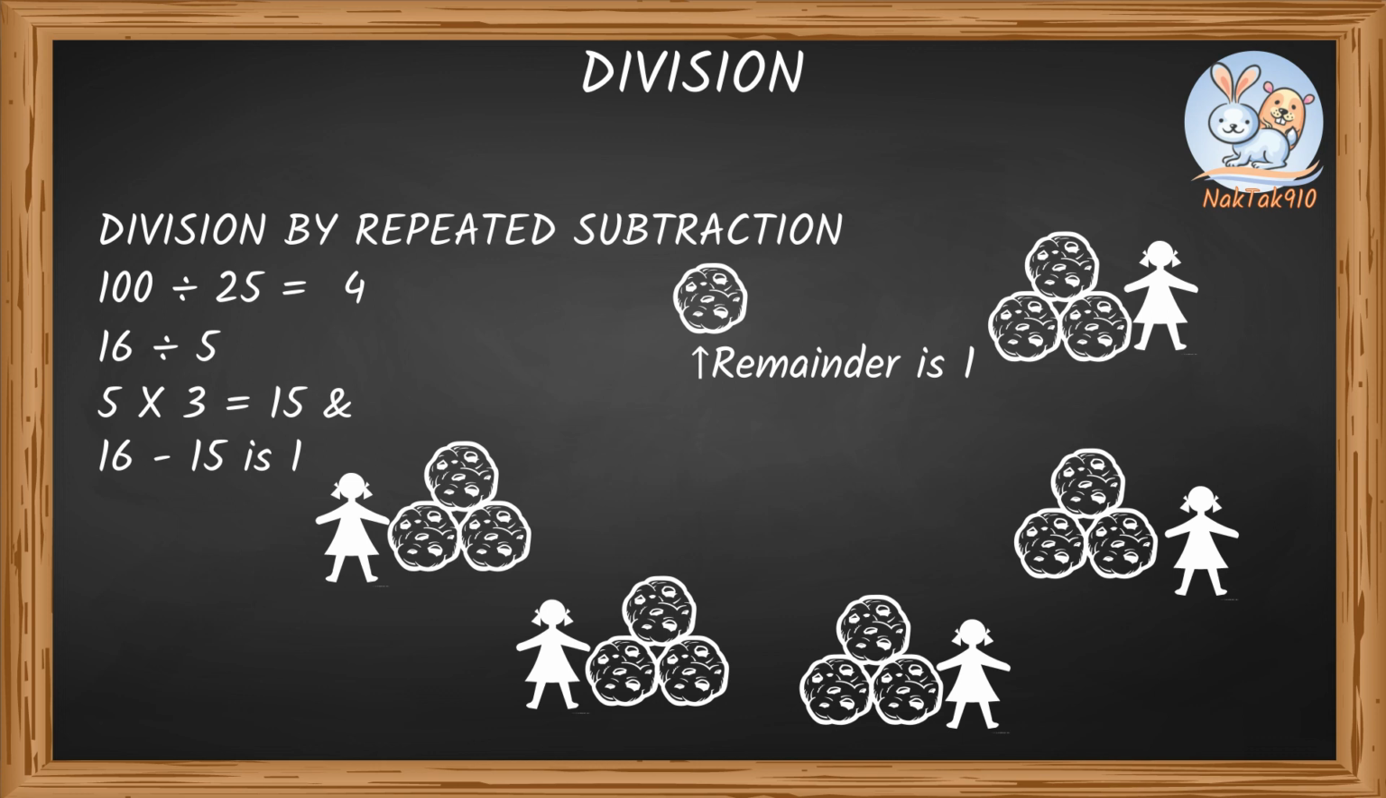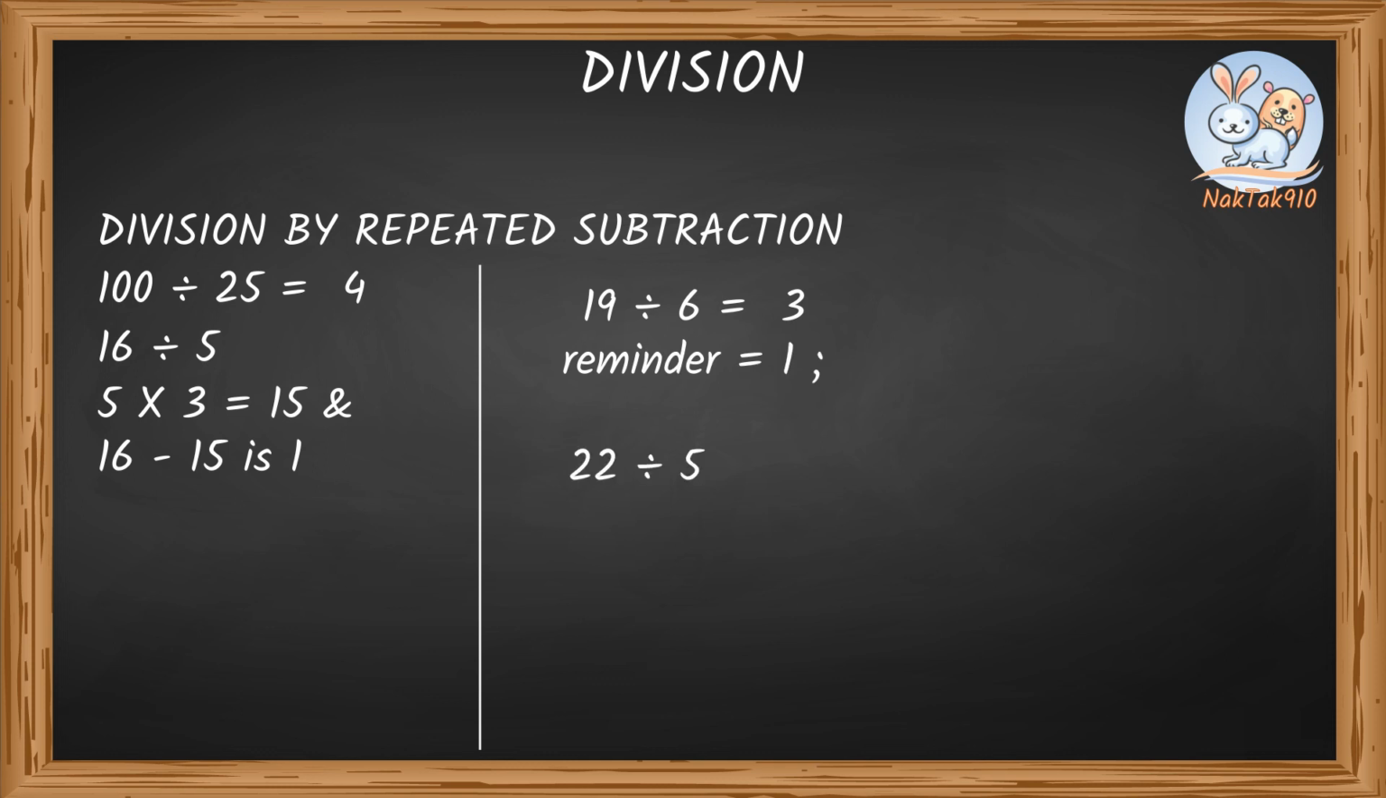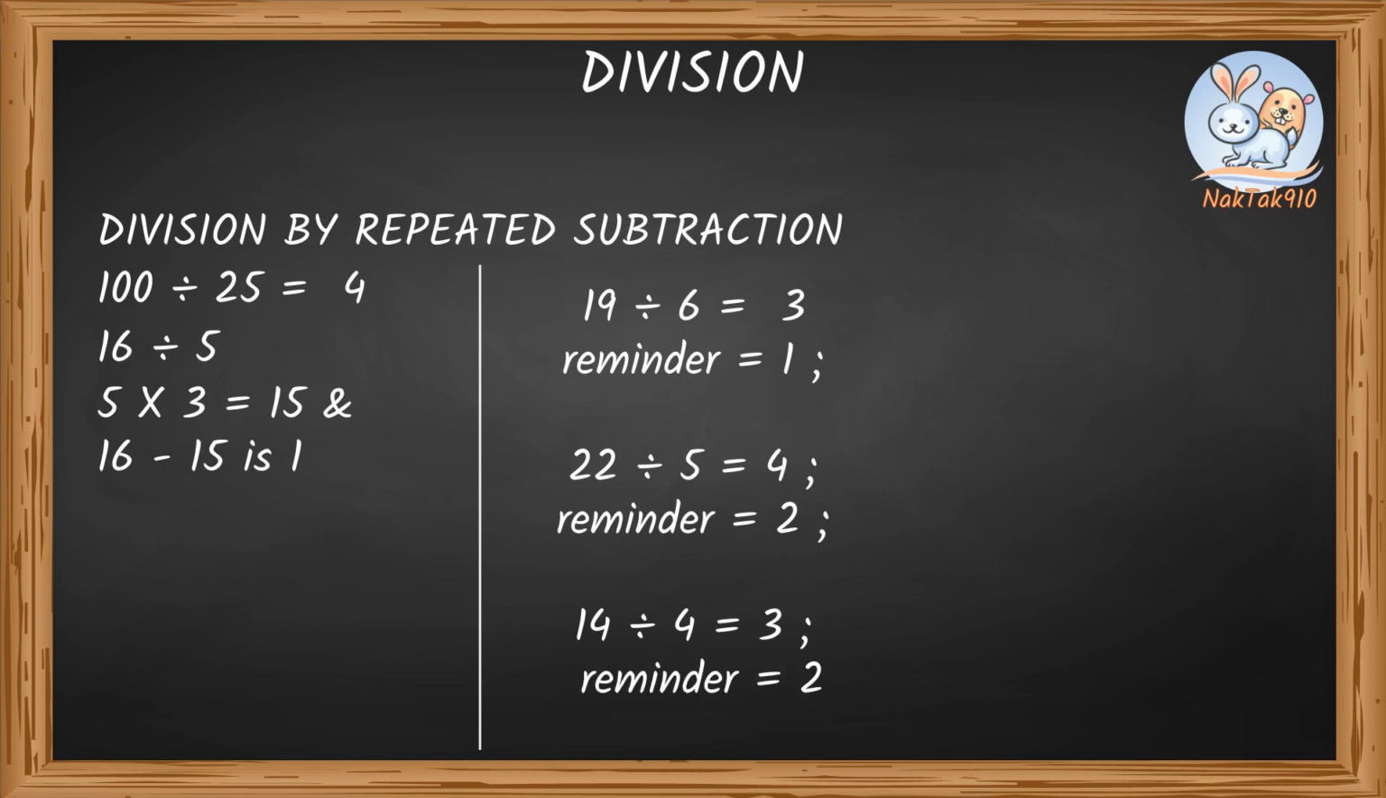Try solving a few problems. You're allowed to use the multiplication table here. Friends, do you want to solve these with me? 19 divided by 6 equals 3. That leaves the remainder of 1. 22 divided by 5 equals 4, and the remainder of that is 2. 14 divided by 4 equals 3, and the remainder of that is 2.